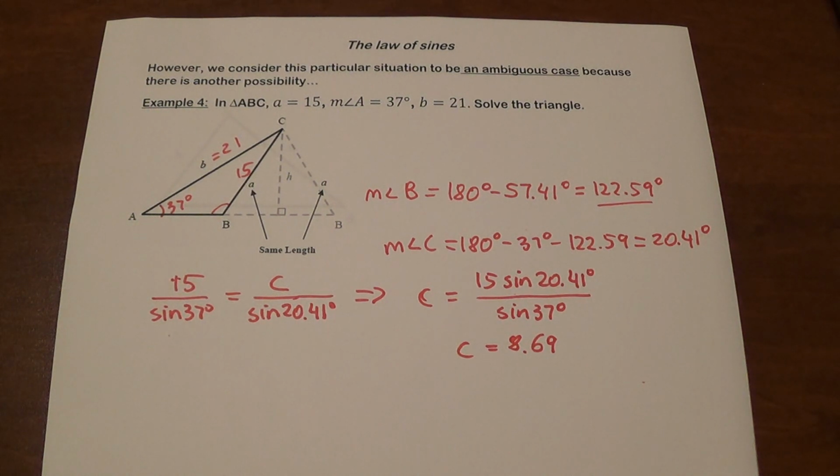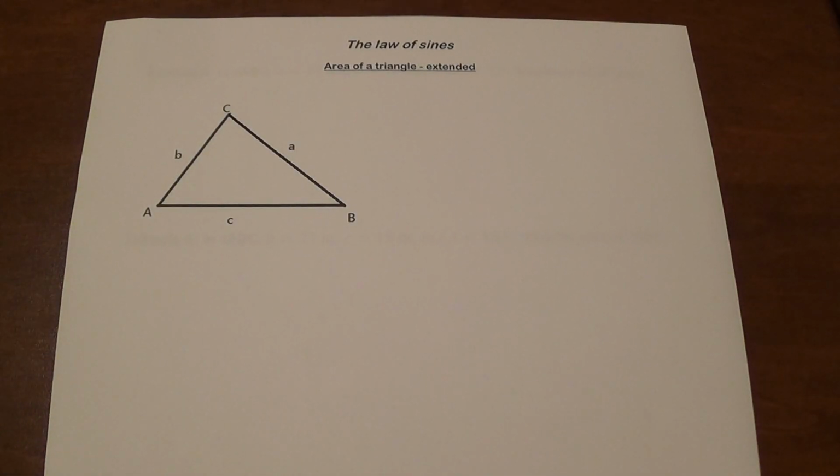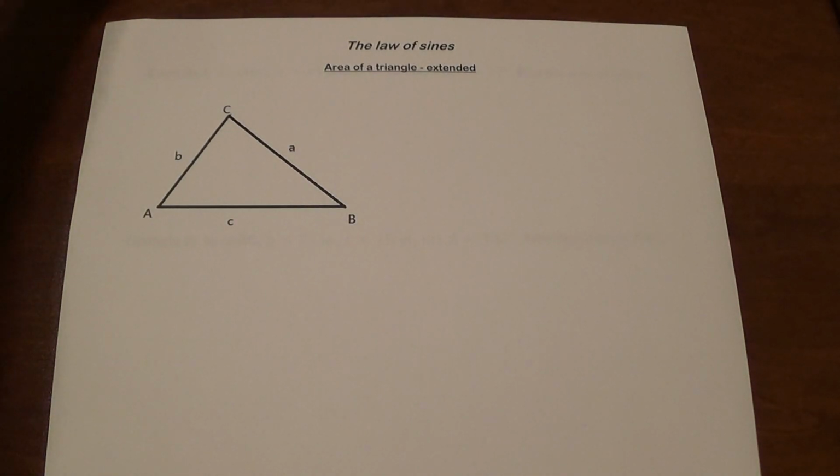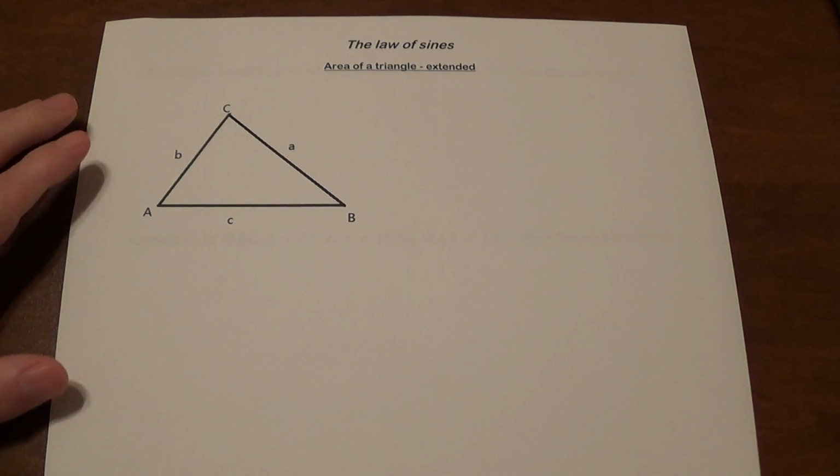All right, again, this is an ambiguous case. It happens, and you have to be aware of that. You have to consider different possibilities for triangles. All right. So what else do we need to know about law of sines? Law of sines can be extended to finding area of triangles. So here's what I want to show you.